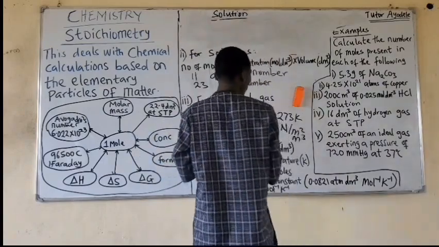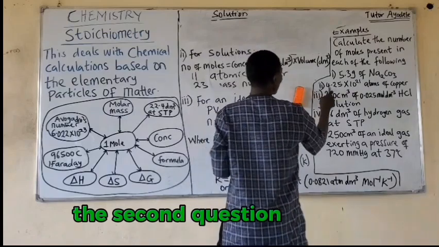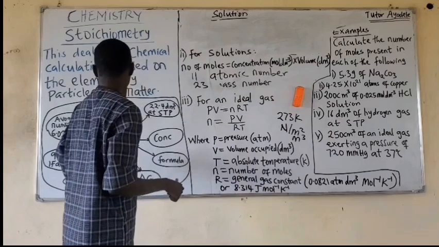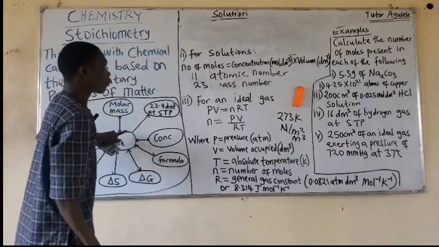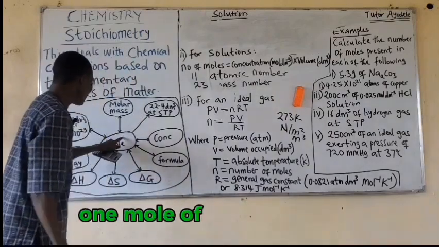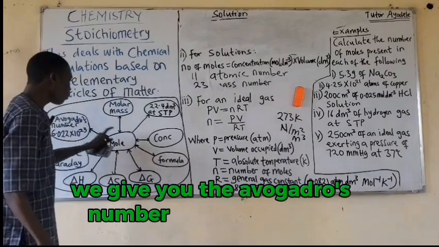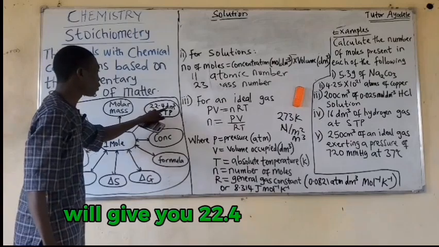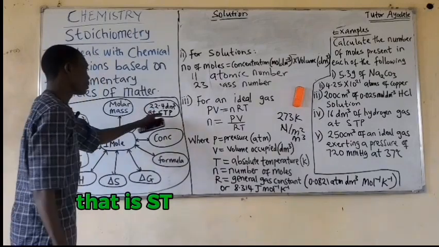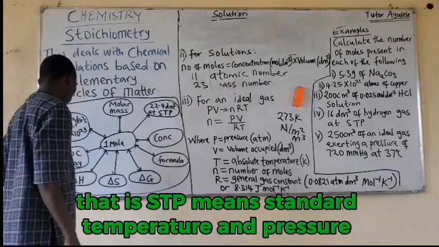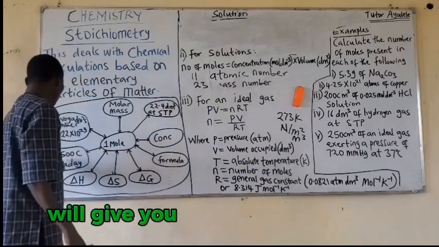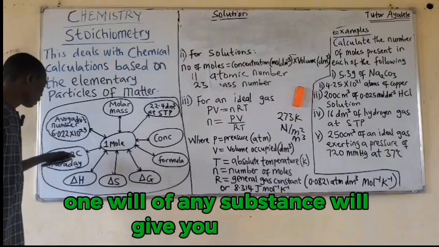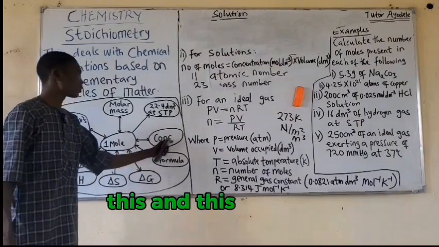Okay. The second question says, one mole of any substance will give you the Avogadro's number. 1 mole of any substance will give you the molar mass. 1 mole of any substance will give you 22.4 dm cube at STP. STP means standard temperature and pressure. 1 mole of any substance will give you 96,500 coulombs. That is 1 Faraday.